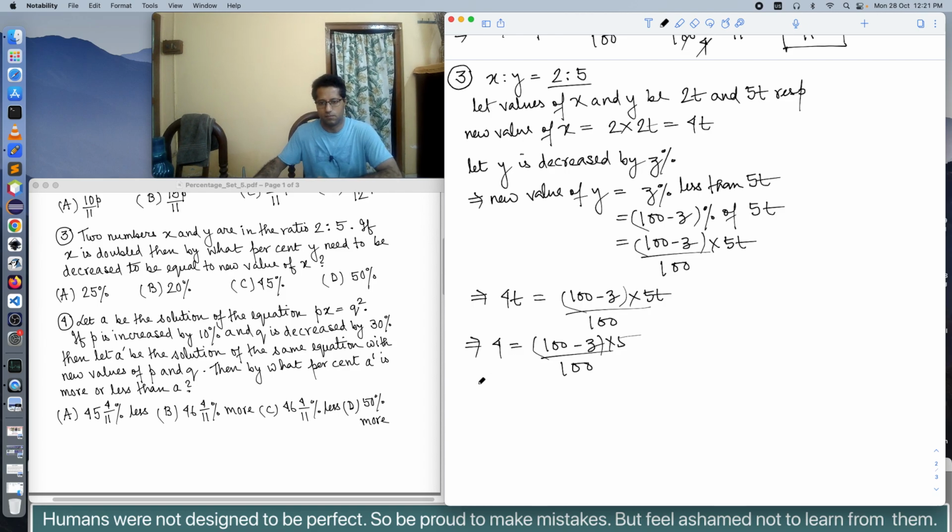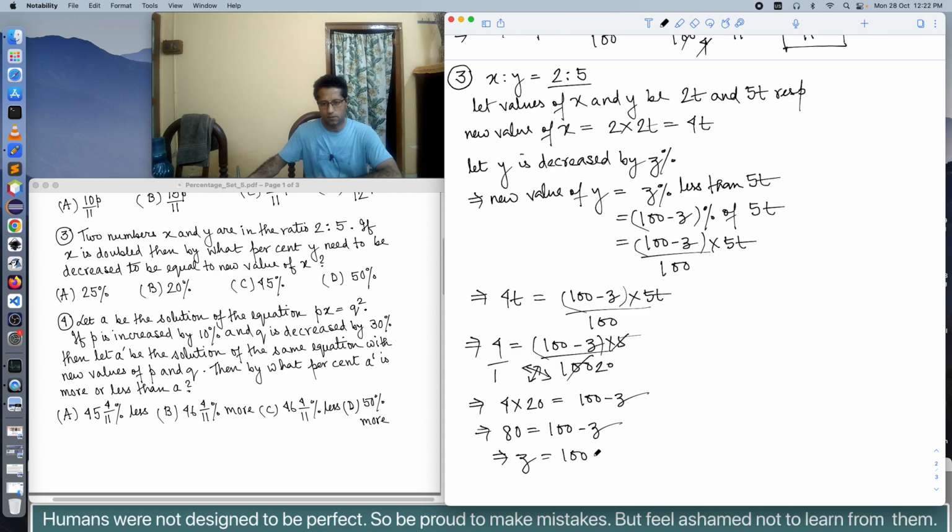Okay, now let's do a little bit of simplification. 5 cancels 100 with 20, and now if you do cross multiplication, you can consider 4 as 4 by 1. We get 4 multiplied by 20 is equal to 100 minus z. This implies 80 is equal to 100 minus z. From here we can say that z is equal to 100 minus 80, which is equal to 20.